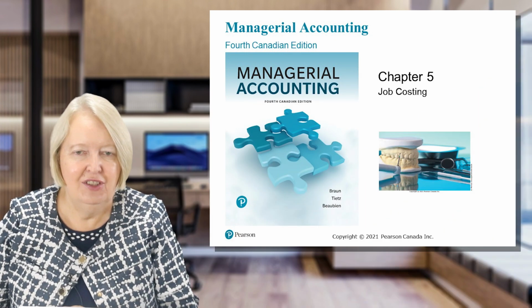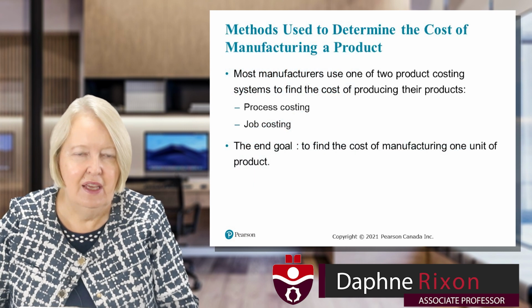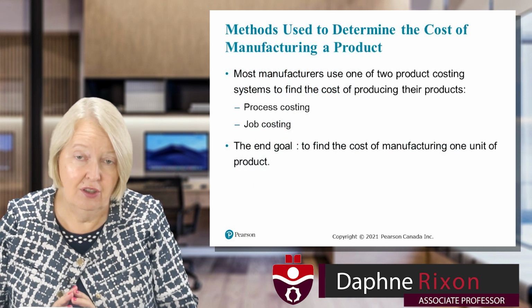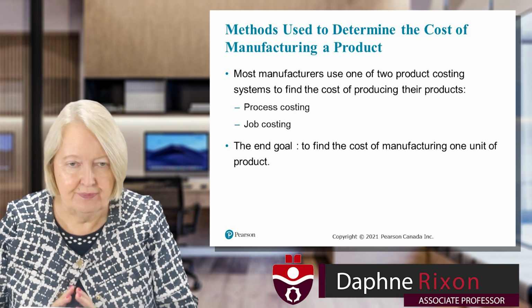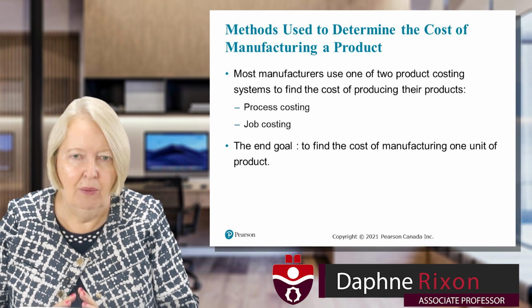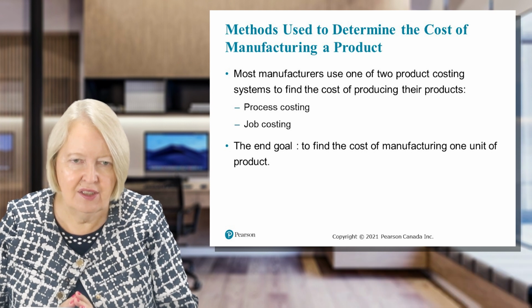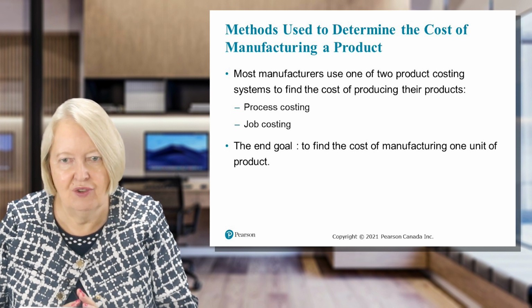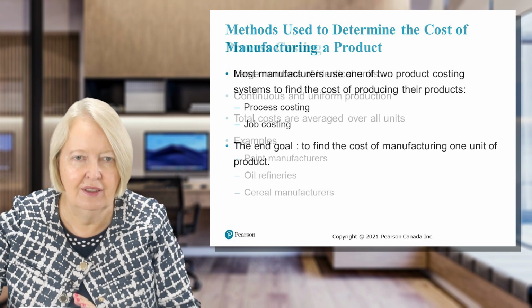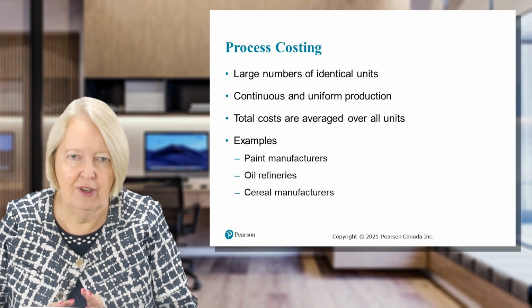Okay, Chapter 5. This chapter is about job costing, and we're looking at various methods to determine the cost of manufacturing a product. So we've been just talking about manufacturing in general up until now, but when you're looking at job costing, there's process costing and there's job costing. But the end goal of both methods is to find out the total cost of manufacturing one unit of the product.